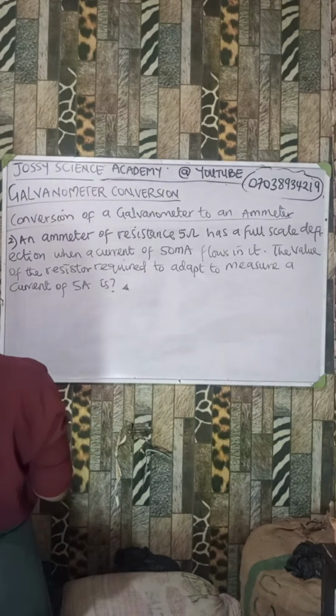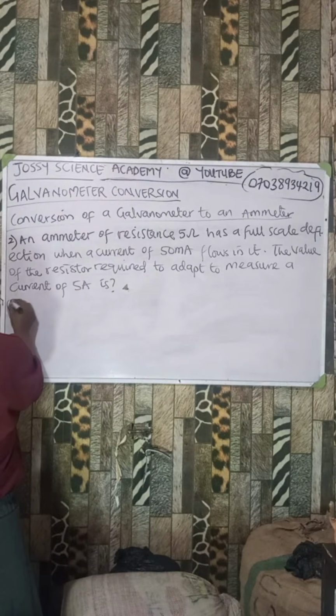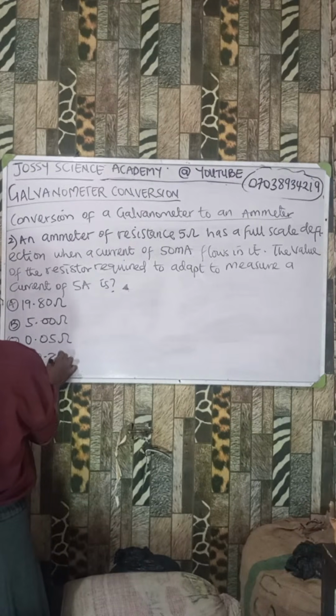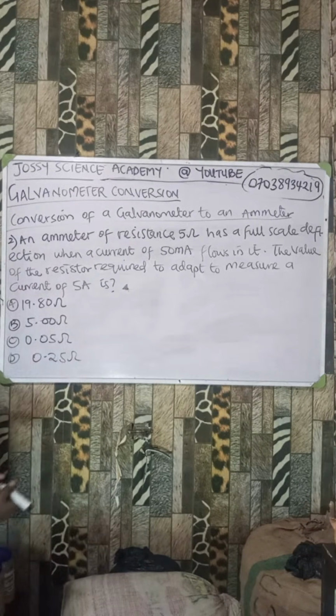All right, so let me list the options. Option A, 19.80 ohms. Option B, 5.00 ohms. Option C, 0.05 ohms. Option D, 0.25 ohms.